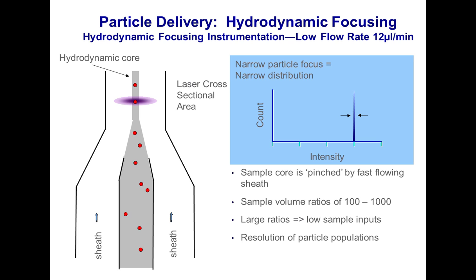Where the sample core is narrow with a low flow rate, the particles interact with the laser beam optimally, and a narrow distribution results as seen in the histogram above. This is typically about 12 microliters per minute.